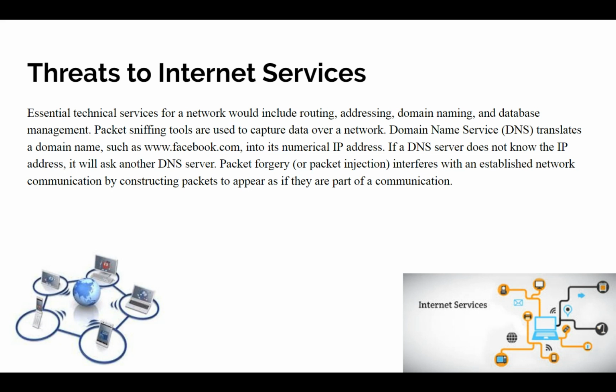Domain names: DNS translates a domain name such as facebook.com into its numerical IP address. If a DNS server does not know the IP address, it will ask another DNS server. With DNS spoofing or DNS cache poisoning, the criminal introduces false data into a DNS resolver's cache. These poison attacks exploit a weakness in the DNS software that causes the DNS server to redirect traffic for a specific domain to the criminal's computer instead of the legitimate owner of the domain.